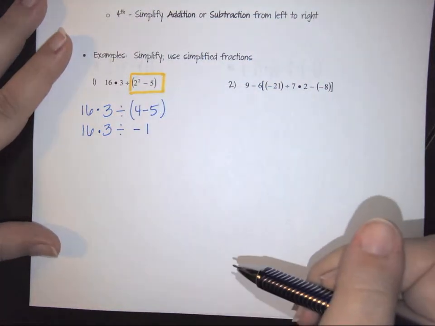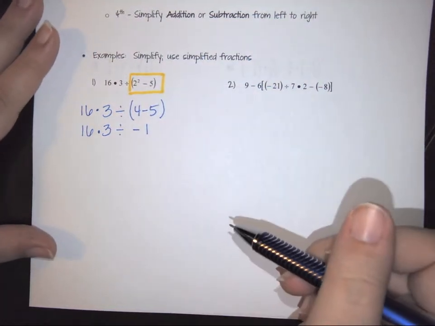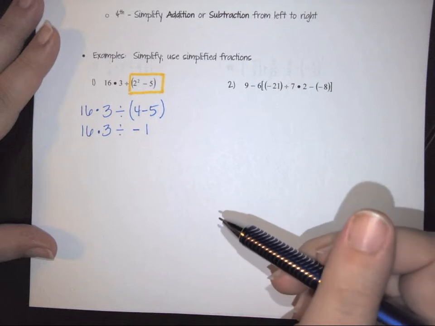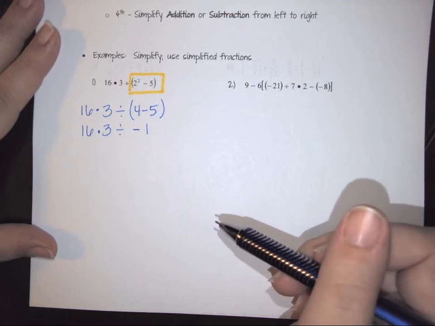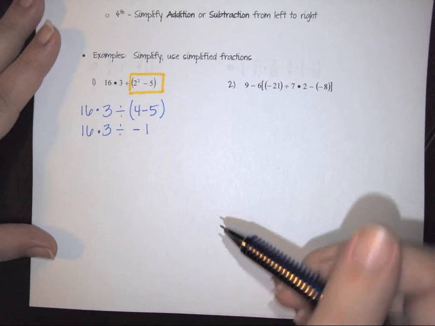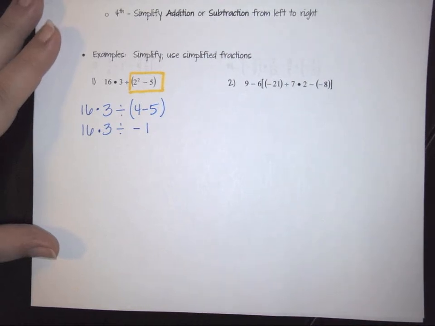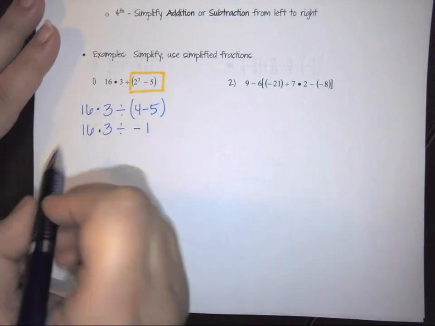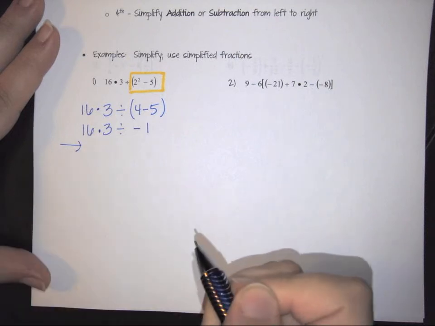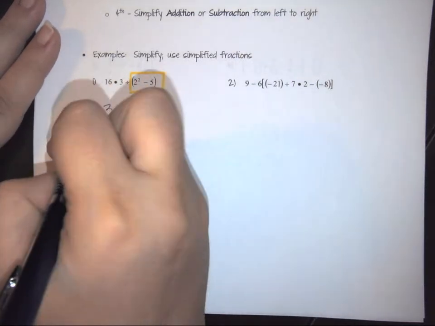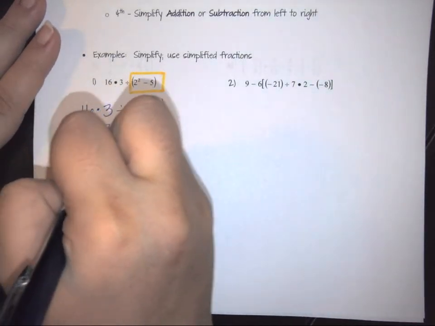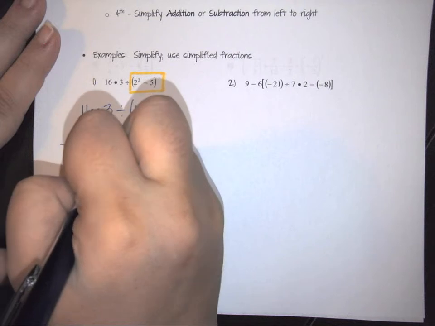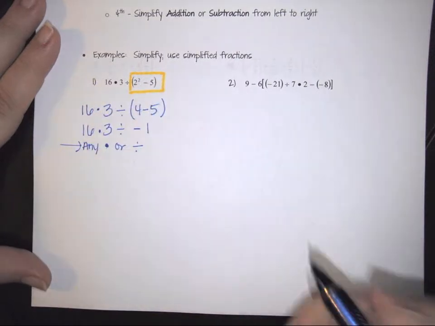Now my parentheses are done, so now I can look and see if I have any remaining exponents, which I don't. So I can work my multiplication and division from left to right. I'm going to start at my 16, and I'm going to travel in this direction, and I'm going to look for any multiply or divide, no matter the order.